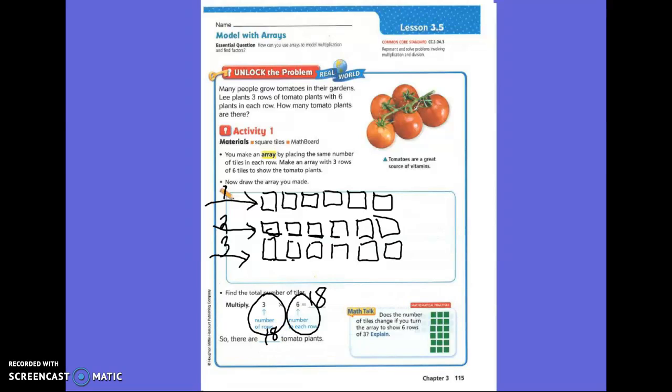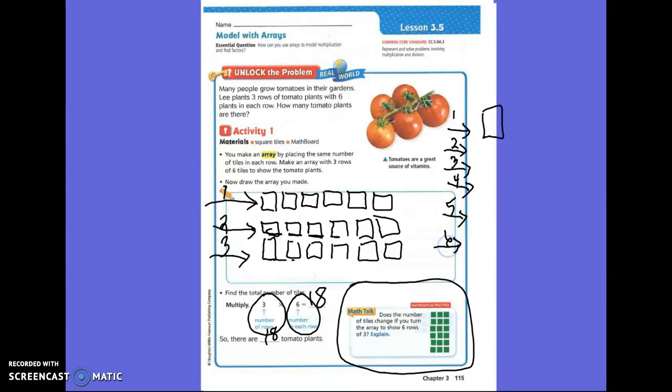Now I want to do this math talk real quick. Does the number of tiles change when you turn the array to do 6 rows of 3? So instead, they're doing 6 rows: 1, 2, 3, 4, 5, 6. And then there are 6 rows of 3.